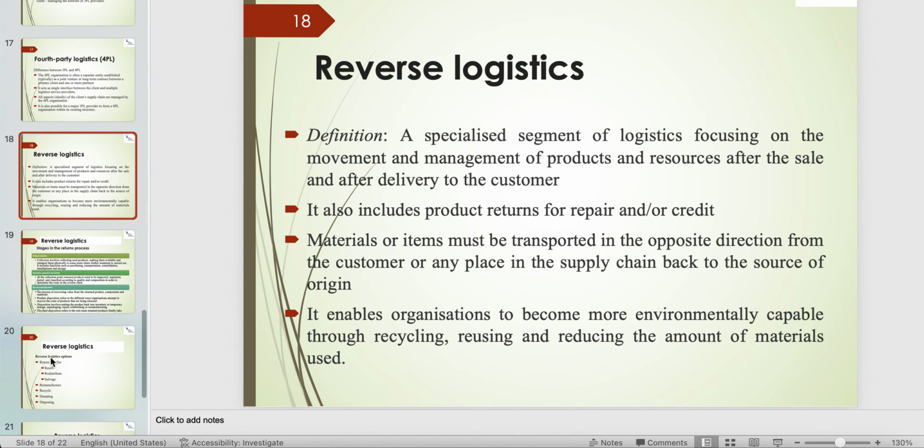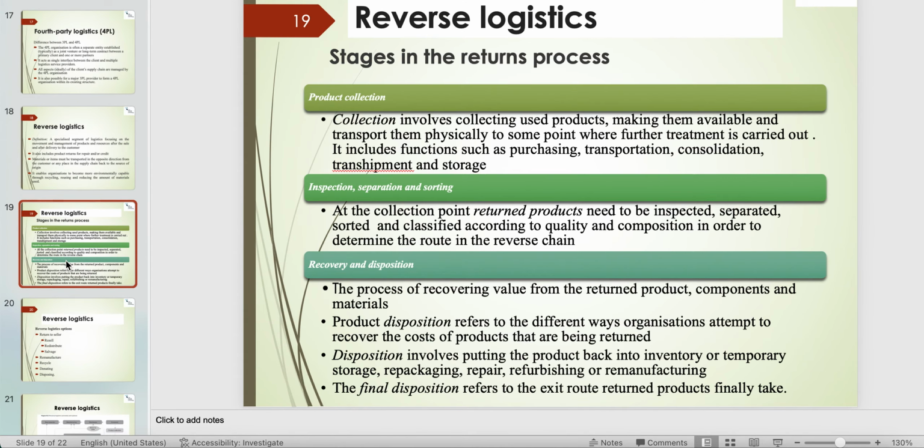Okay, then this is to show the stages of the return process in reverse logistics, where the product is collected, it is inspected, and then it's sorted and separated, and then there is recovery and disposition. So when it is being separated and sorted, it depends on what stage the product is. Is it just a normal return because we are not happy with the product, the sizing, or whatever it is, or is it to do with a damage or a repair? So they need to be sorted accordingly.